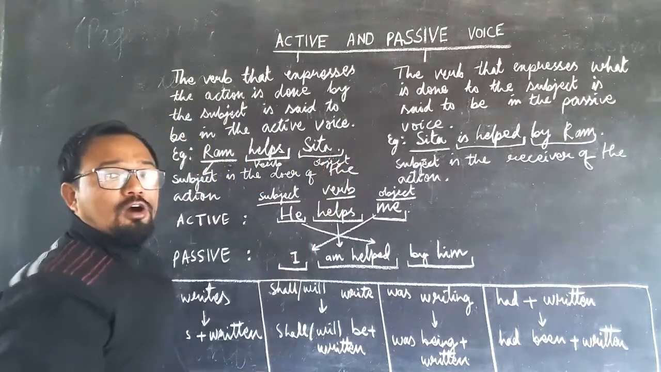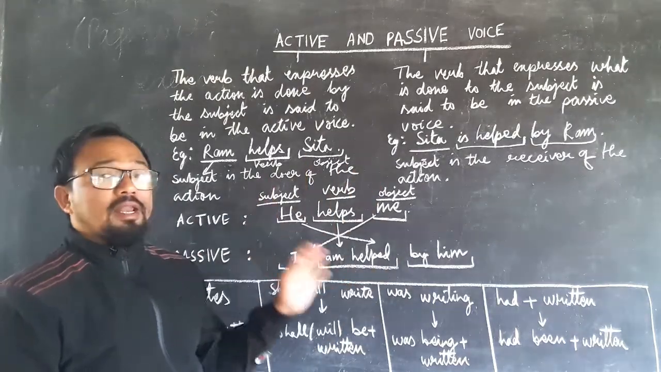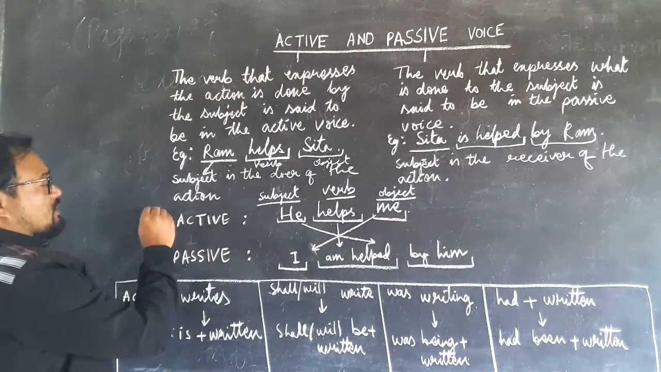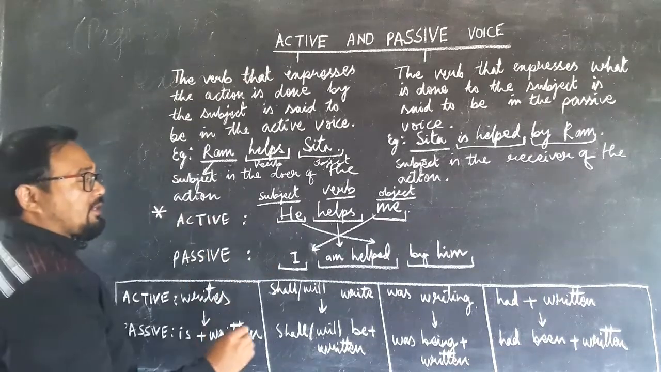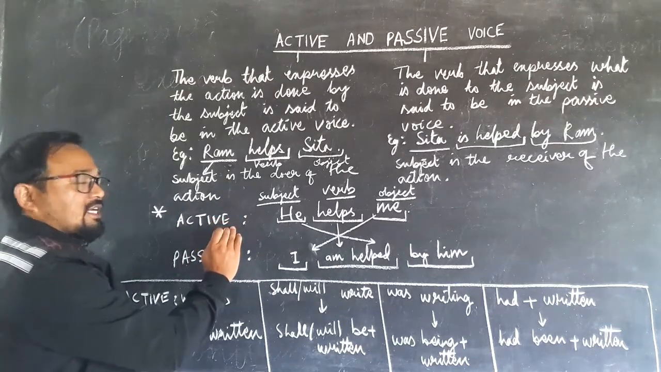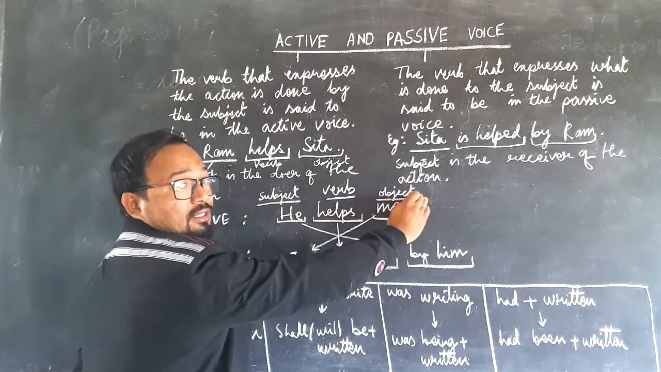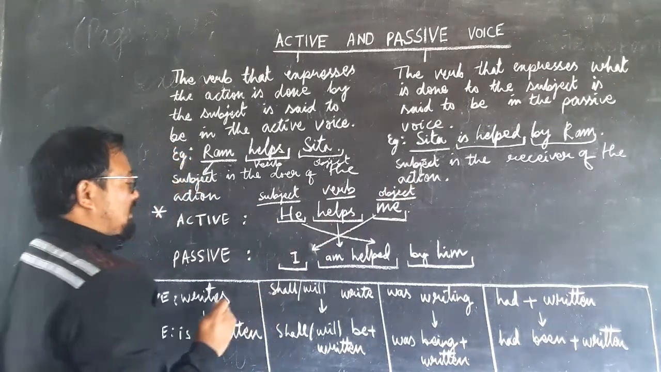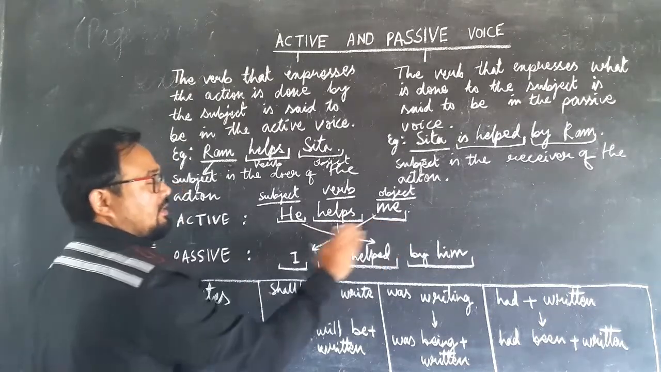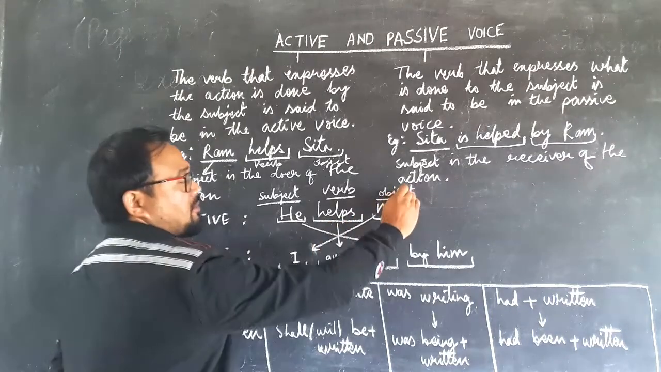Now you can solve changing from active to passive or passive to active in a very simple and easy method, by applying this formula here. Okay, this is the easiest way that I have explained here. Whether the sentence is in active or passive voice, you will have a subject, verb and an object. For example, a sentence in active form: he helps me. He is the subject here, helps is a verb and the object is me here.